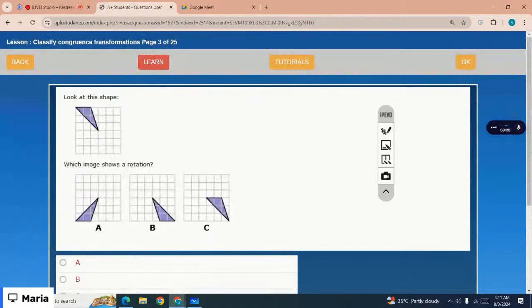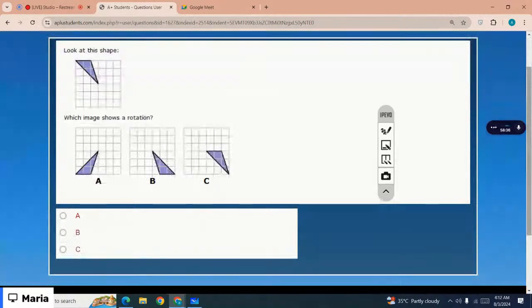Look at this shape. Which image shows a rotation? So when you rotate an image, you have one point that is exactly the same, right? You rotate the image along the one point. So if you look at it, A is the reflection, B is the rotation. The correct option is B.